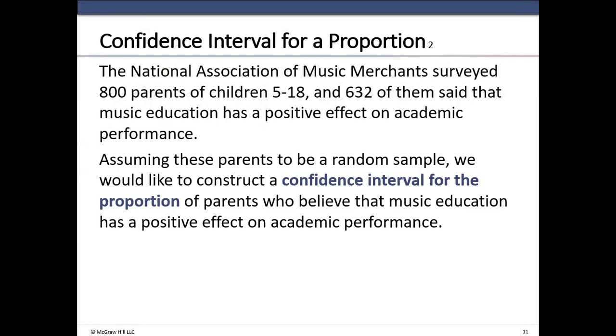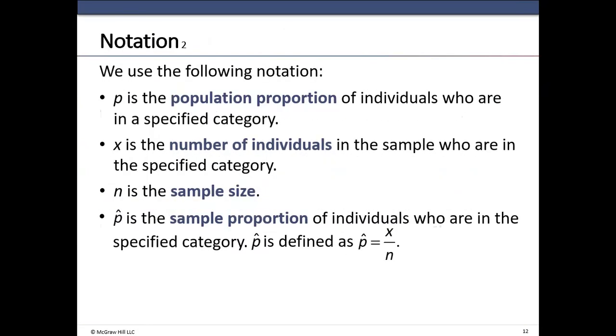Notice my sample size is 800, out of which 632 parents believe that music has a positive effect on academic performance. So p is the population proportion of individuals who are in a specified category, that means success. x is the number of individuals in the sample. So we jump from population to sample, who are in the specified category. n is the sample size. p hat is the sample proportion of individuals who are in the specified category, or p hat is the proportion of success, sample proportion of success.